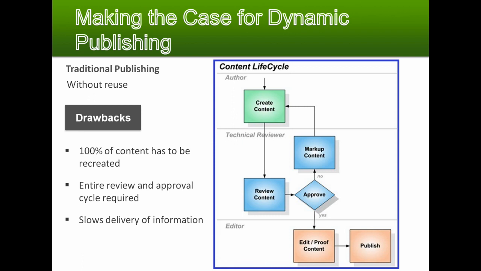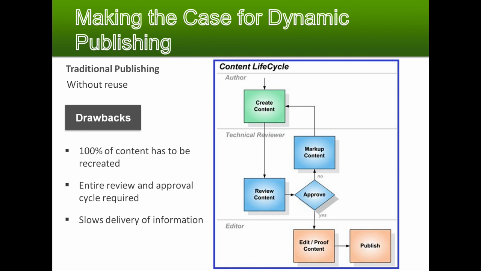So how can we prove the savings? We'll start by looking at a process in which content is not reused. So we have here a swim lane diagram that shows an author creating some content that is workflowed or handed off to a technical reviewer who reviews the content for technical accuracy. And then if they approve it, then it's handed off or workflowed to an editor who performs the editing and proof process on that content. And then ultimately, the content is manually published.